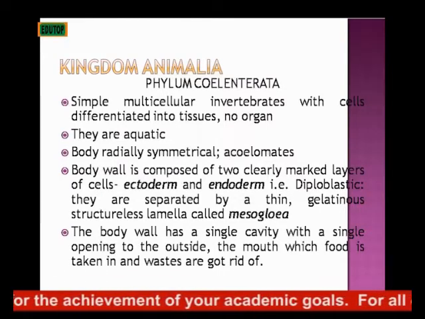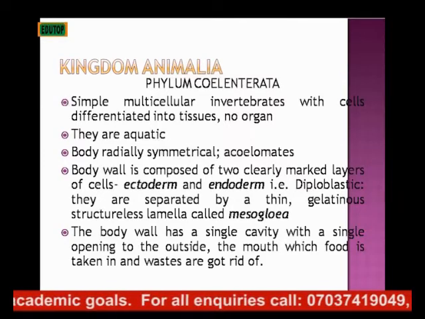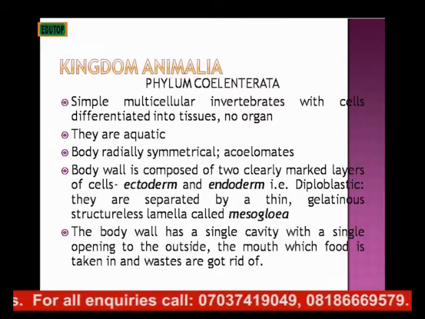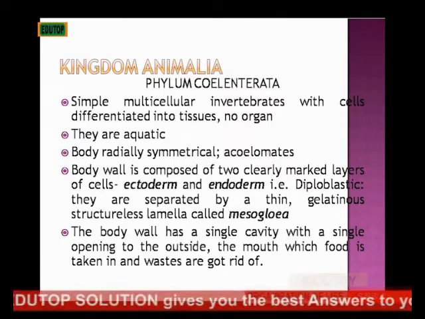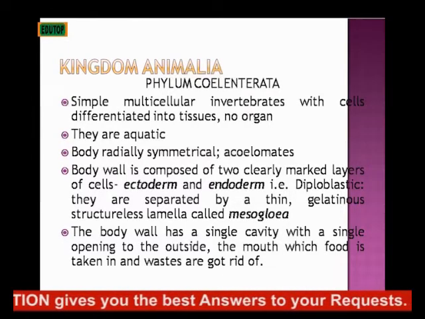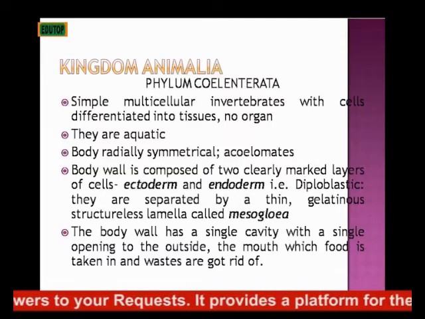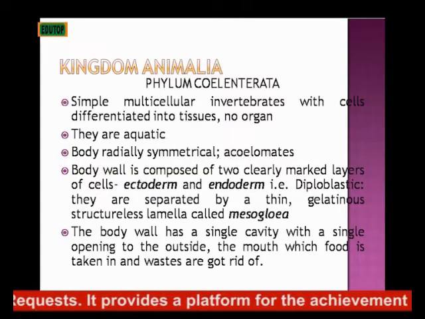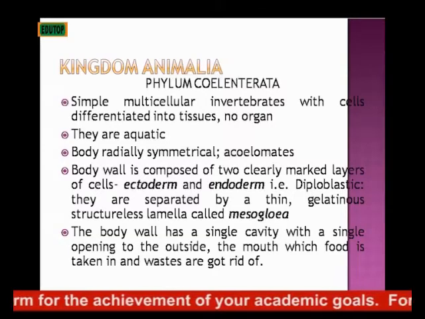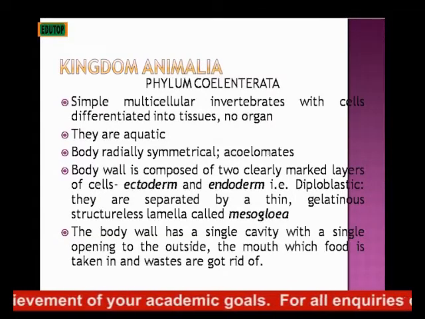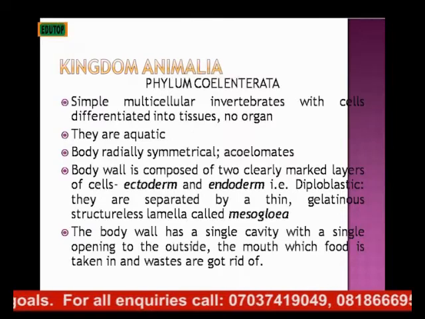What are the characteristics of the coelenterates? They are simple multicellular invertebrates with their cells differentiated into tissues, no organs. You know, the levels of organization: we have cells, tissue, organ, system, then the whole body. This group of organisms are not differentiated into organs. They are just at the tissue level. They are also aquatic in nature. Their body is radially symmetrical, so they can be divided into two equal parts. They are acoelomates, in the sense that they don't have a true body cavity.